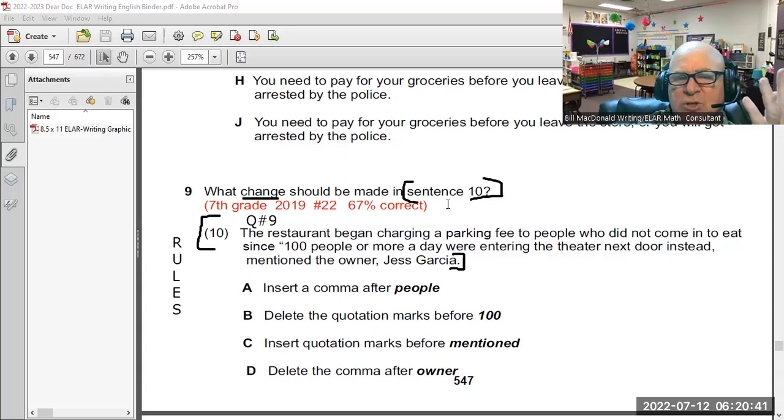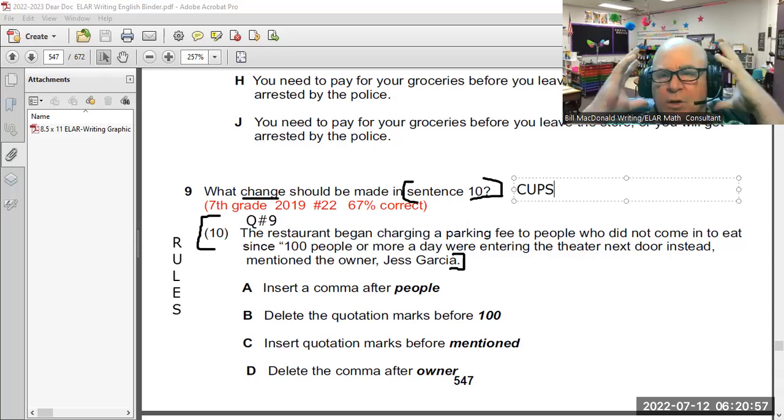So when it says change, then our rule is C.U.P.S. That it's for the sake of capitalization, usage, subject verb agreement, punctuation, or spelling. So what we want to do is see which one has the best fix without repeating, without changing the content. Here we go. All right.